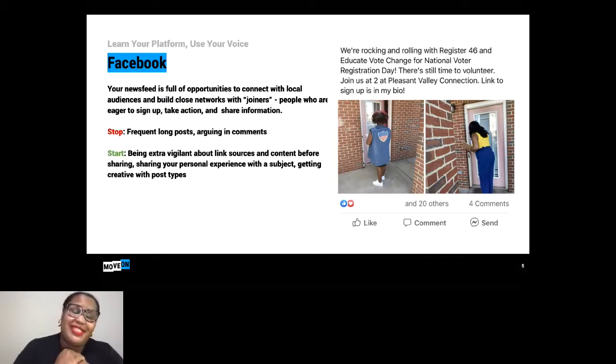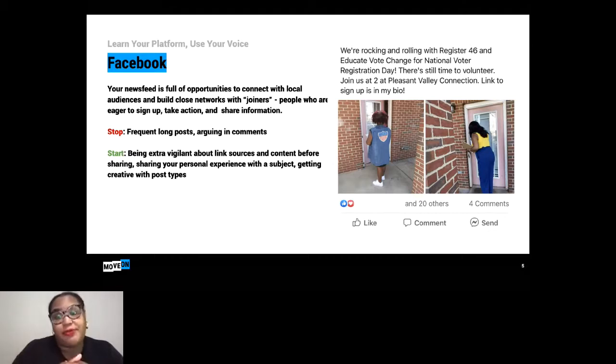And that energy is something you can save for things you can start doing, such as being extra vigilant about your link sources. Facebook has a built-in fact checker. However, we have learned through two presidential electoral cycles that those cannot be 100% trusted. So be hyper vigilant about your link sources, read the content before sharing, and share your personal experience with the subject. If you are a long-time door knocker, that's your thing.